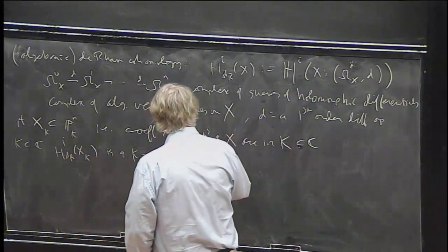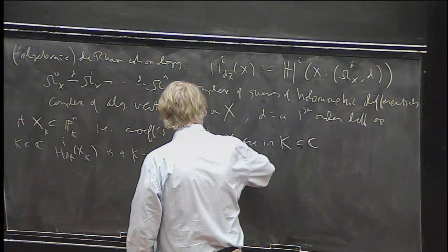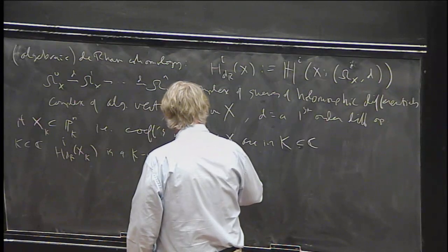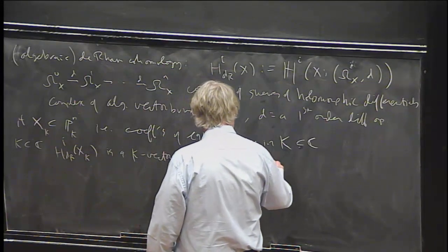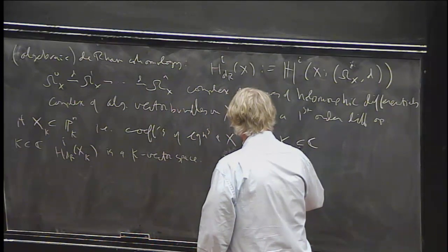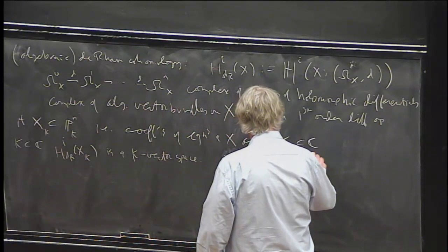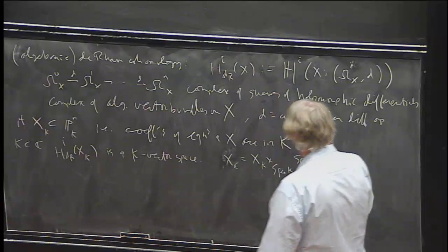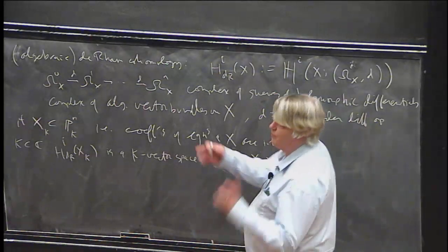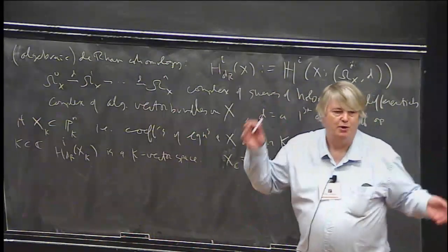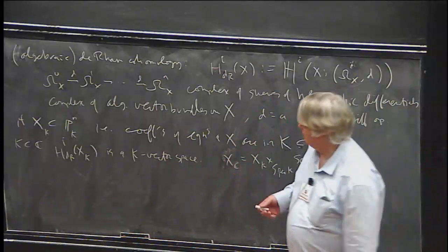And then, Hodge cohomology, we'll call X_C, is sort of X_K cross over Spec K with Spec C. This is a complex variety. It just means that you take your equations with coefficients in K and forget that they were in K and just think of them as equations with coefficients in C.